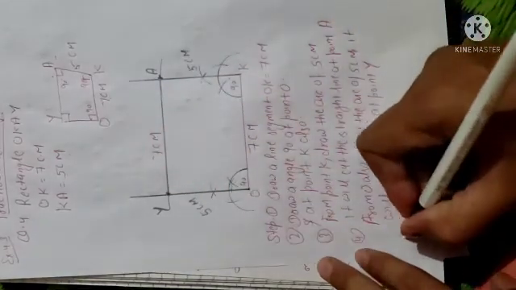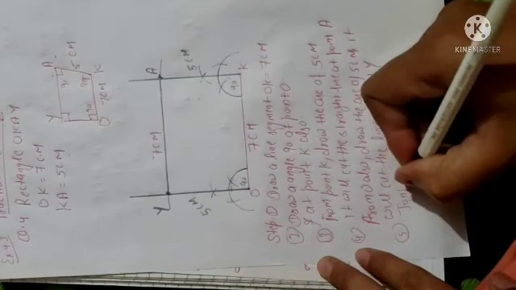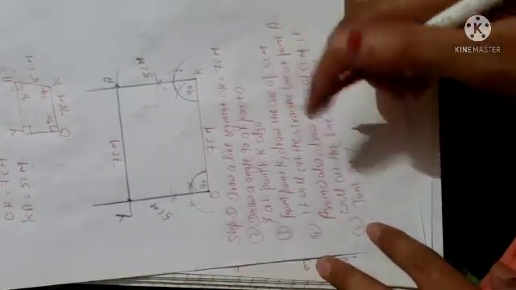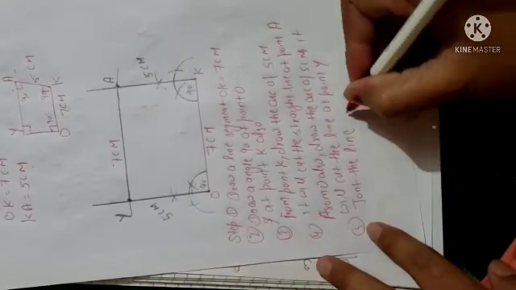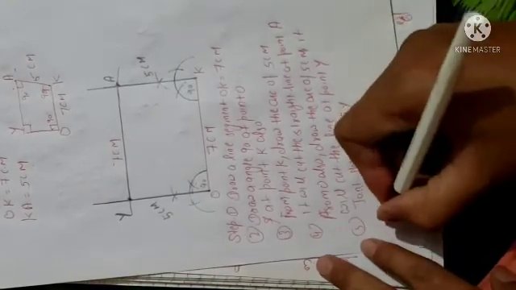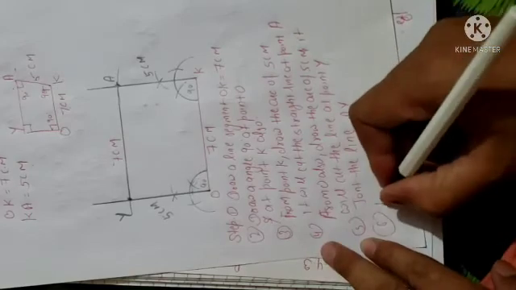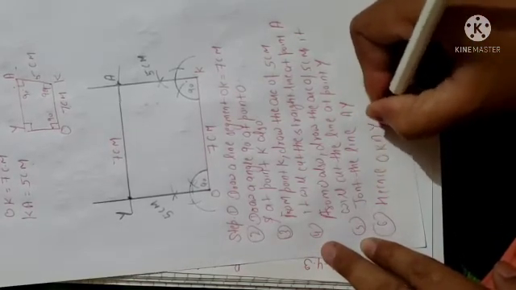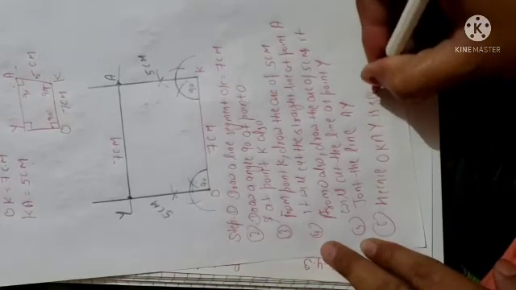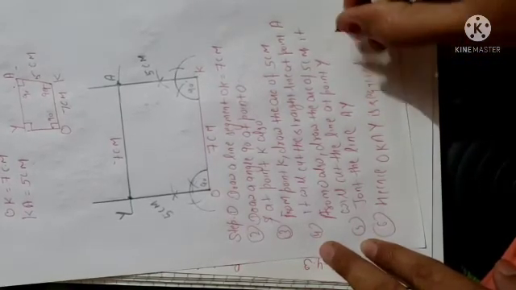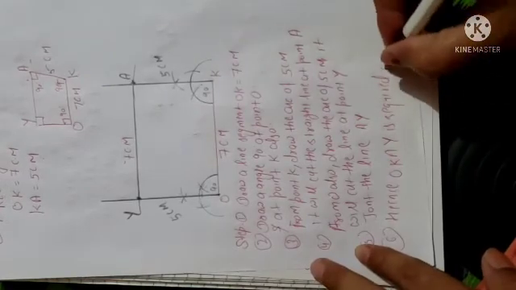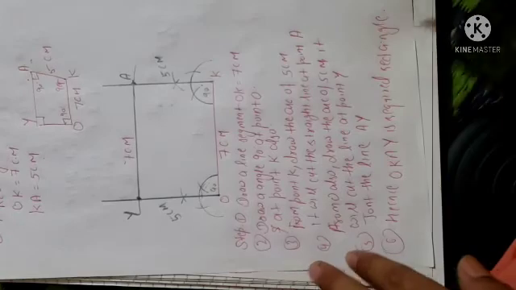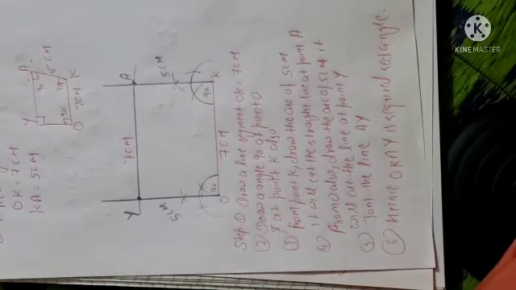After that, next step, join the line YA or AY. Okay, join the line AY. And next step, hence OKAY is required rectangle. Okay, hence OKAY is your required rectangle.